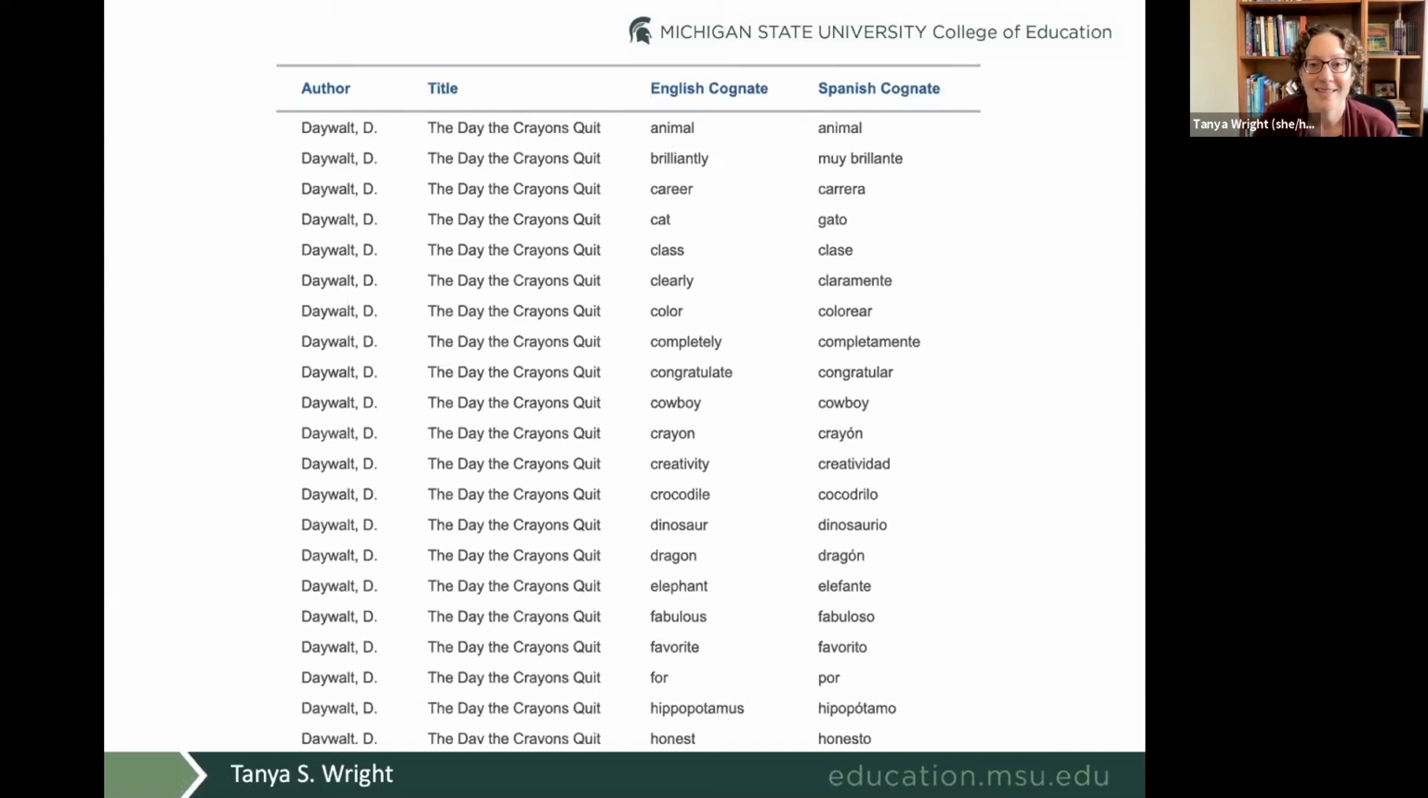All of these ways that these cognates can be helpful, and some of the places where they are all the time, right? Look, this is one book, and look at all the potential cognates within that book. So that's another thing for kids to know that is especially helpful for our multilingual learners.